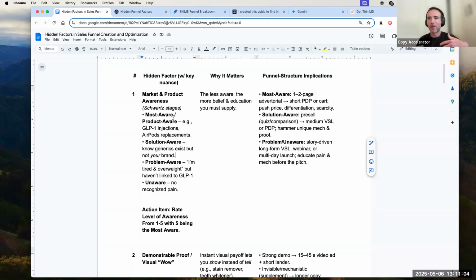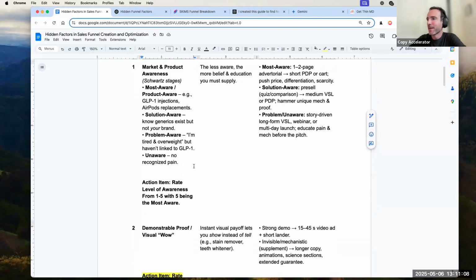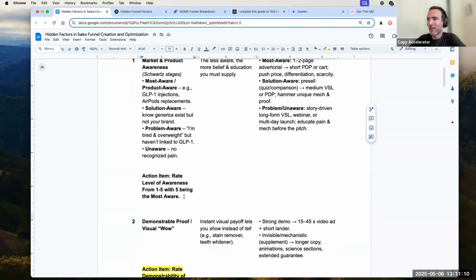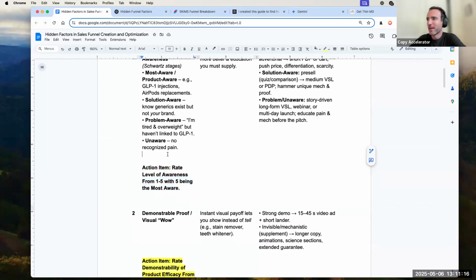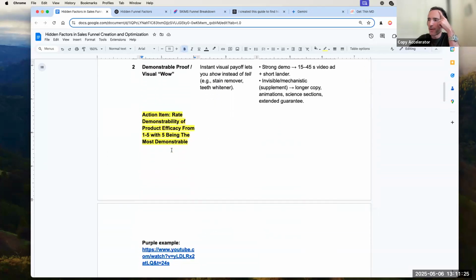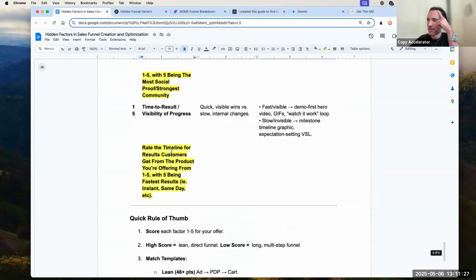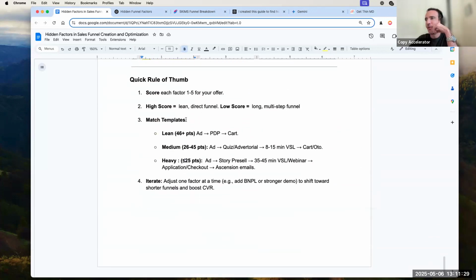Do you need a long VSL? Do you need all that stuff? Probably not, right? And one thing you're going to see as we go through these is there's a rating system. I actually inverted it, going back to why I'm not showing you what ChatGPT did. They had it in a weird way that I reverted. But basically, for each of these factors, when I give you this, you can rate yourself from 1 to 5. And what you'll see at the end, to jump way ahead, is you can use that as a general guideline for how fat your funnel needs to be, right?